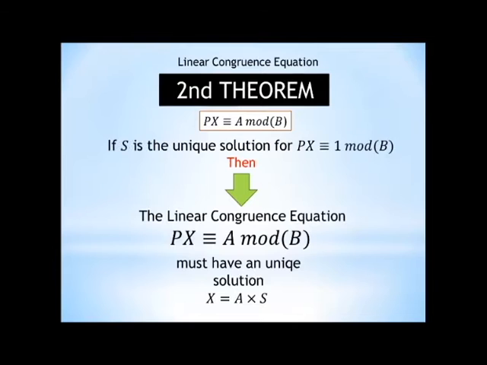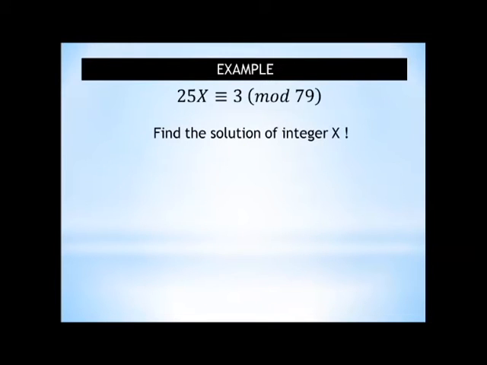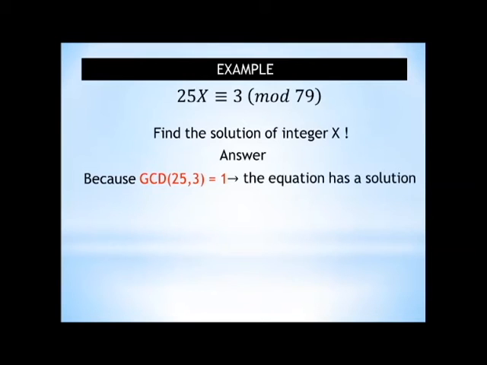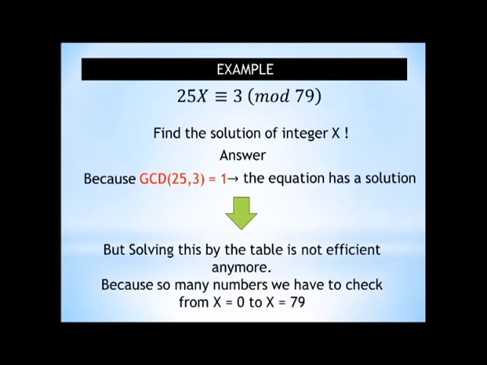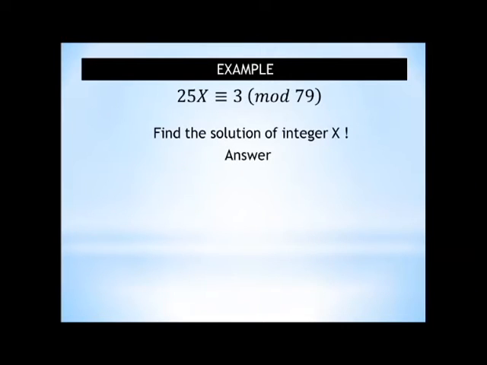Let's see the example. Here, we must find the solution of the integer x given 25x ≡ 3 mod 79. Answer: because the GCD of 25 and 3 is 1, by the first theorem the equation has a solution. Solving by the table is not efficient anymore, because there are so many numbers we would have to check from x equal to 0 to x equal to 79.